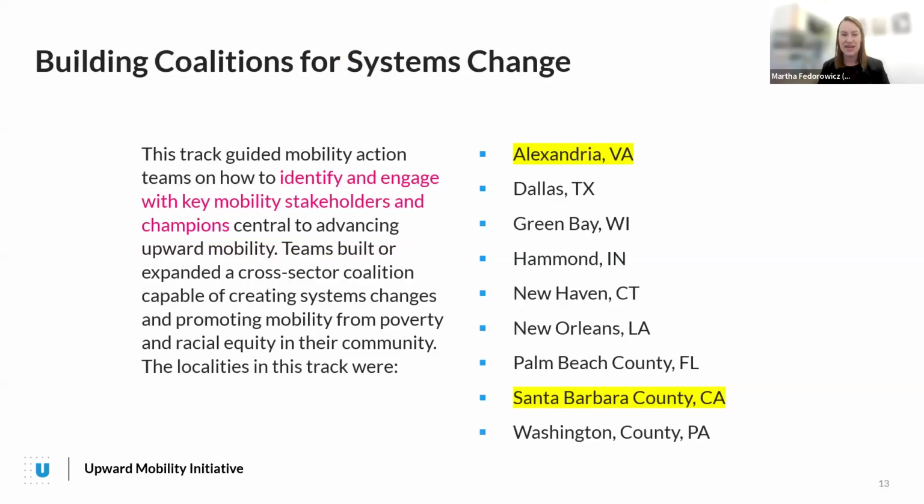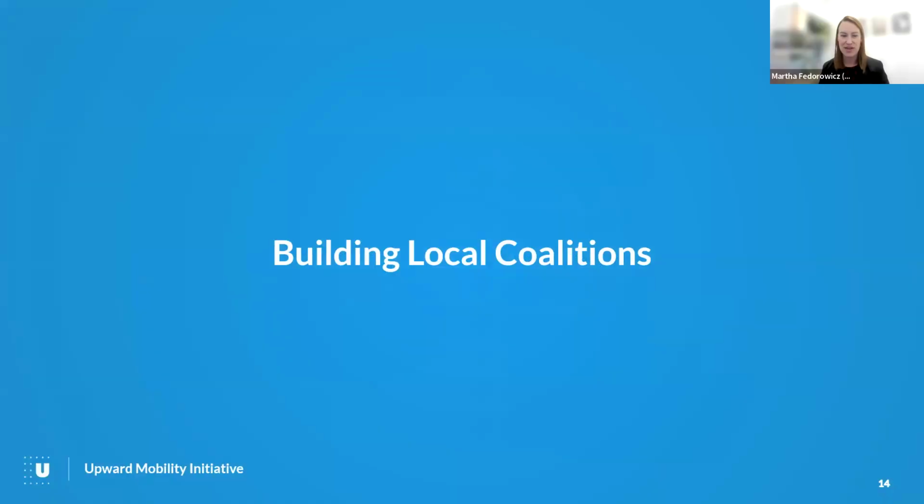This track guided teams on how to identify and engage key mobility stakeholders and champions central to advancing upward mobility. Teams built or expanded a cross-sector coalition capable of creating systems changes and promoting mobility from poverty and racial equity in their community. This is a list of the places that were participating in this track. And as Amy mentioned, today you'll be hearing from representatives from the Alexandria, Virginia and Santa Barbara County, California teams. And with that, I'll pass it over to Joe to talk more about building, strengthening, and sustaining coalitions.